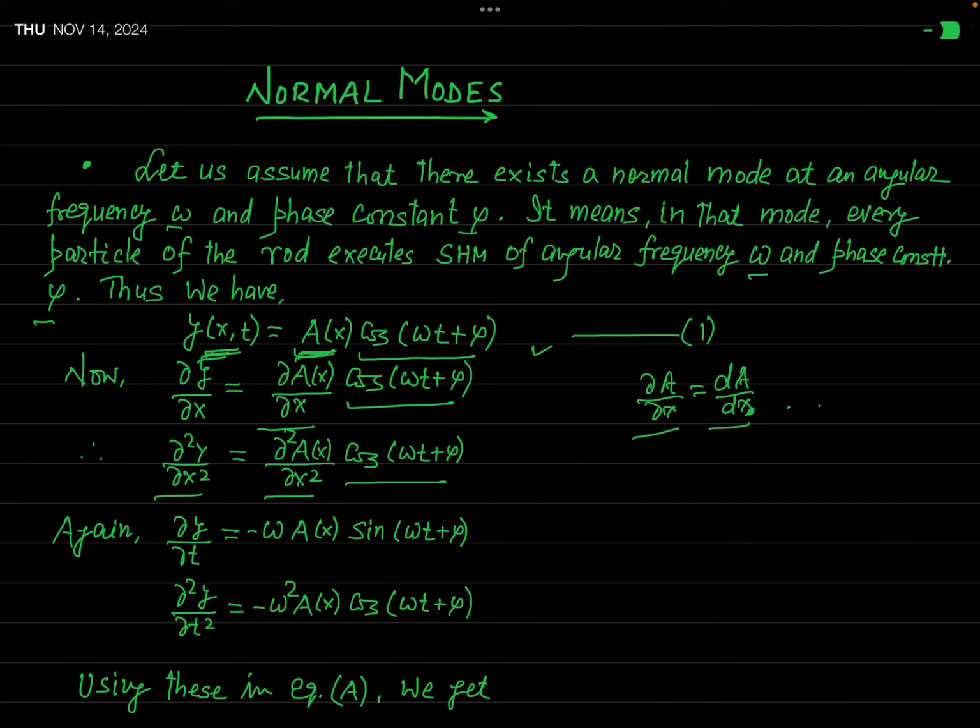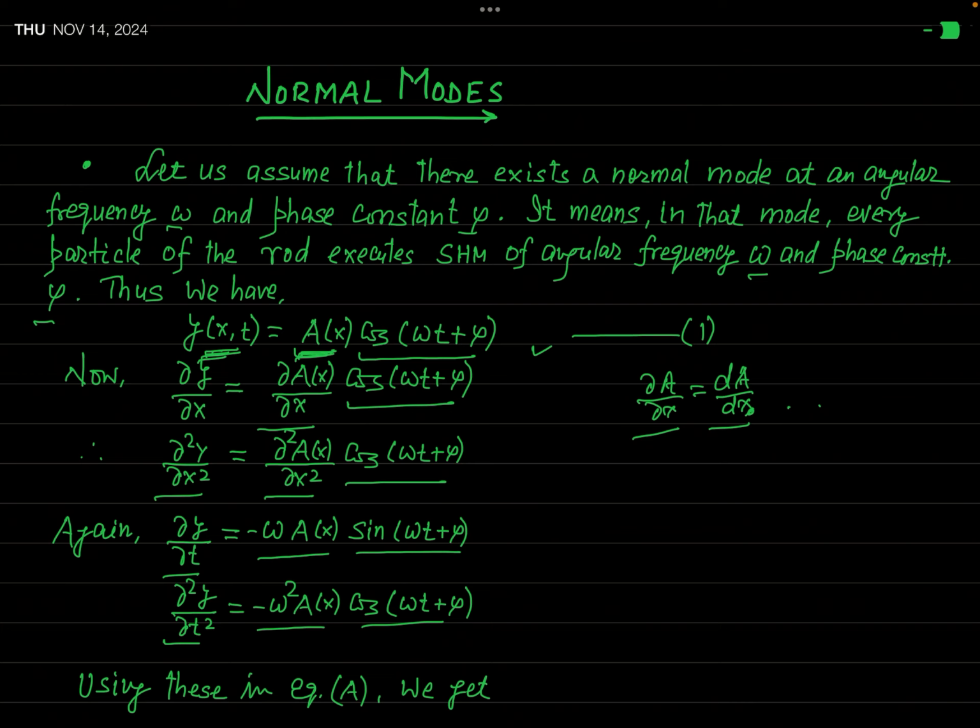Okay. Now let us find del 2y by del t square. For this, first of all, we obtain del y by del t. In this condition, A of x will be treated as constant, and cosine of omega t plus phi will be differentiated. And so this is minus omega times A of x times sine of omega t plus phi. And that's why del 2y by del t square will be minus omega square A of x times cosine of omega t plus phi.